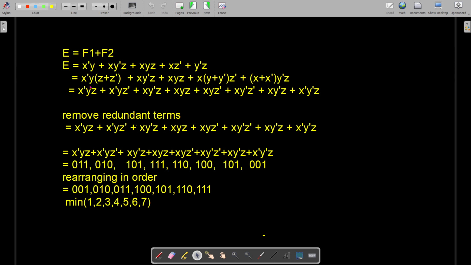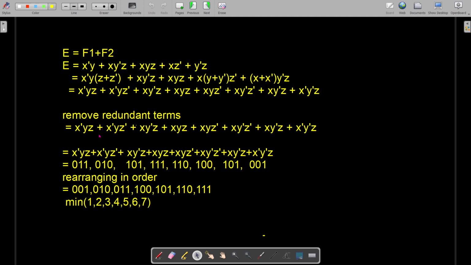Then we apply the distributive laws, right? So it is x'yz plus x'yz'. Then here we get xy'z. This is xyz, and in this case it is xyz' plus xy'z'. Then here we get xy'z, then x'y'z. Then we have to remove the redundant terms. That means if we have the same term repeating, it must be written as a single term.